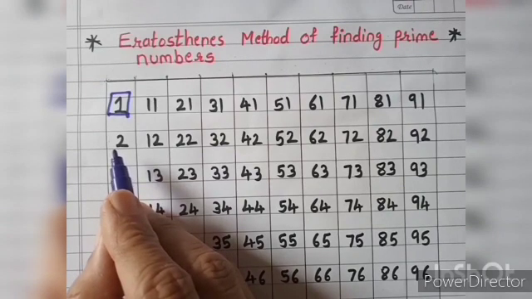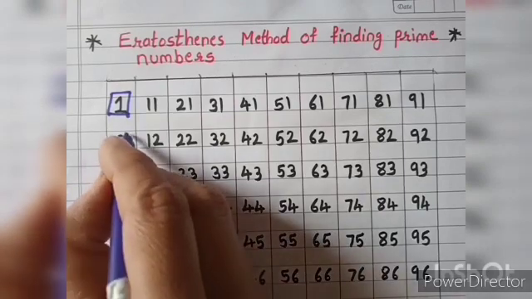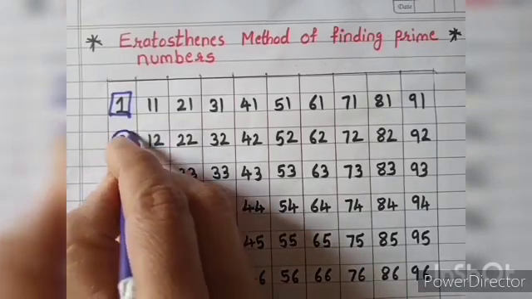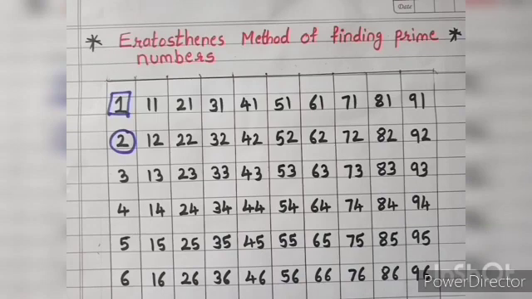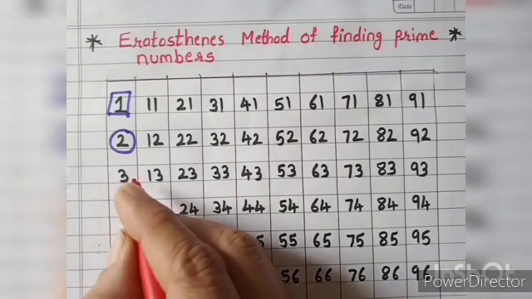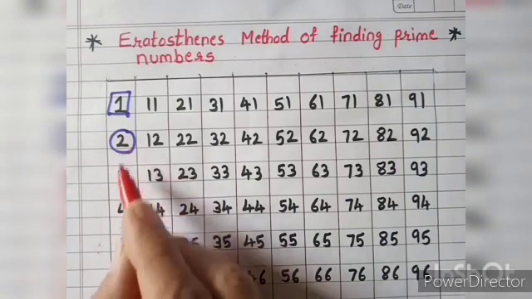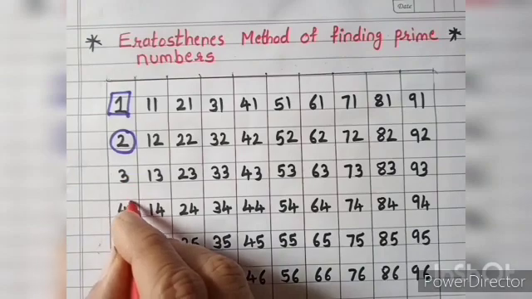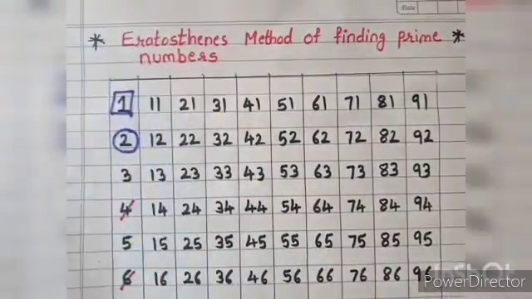So now we have to circle all prime numbers. So circle 2 because 2 is a prime number. Then strike out all multiples of 2. Use a different sketch pen to do this activity. Now multiples of 2 you have to strike out. So first multiple of 2 is 2. Second multiple is 4. So cross out. Next is 6. Cross out.